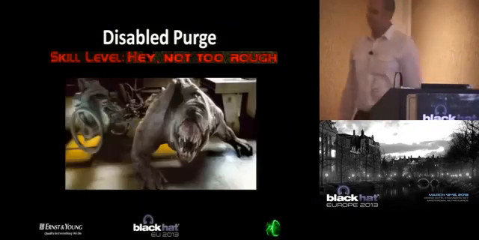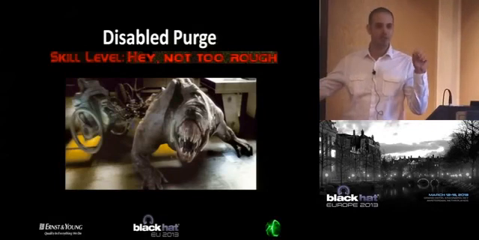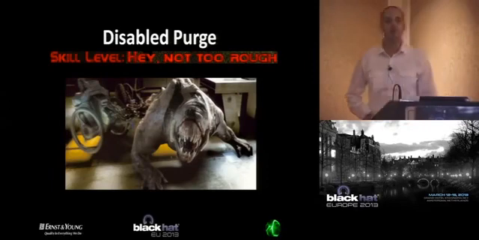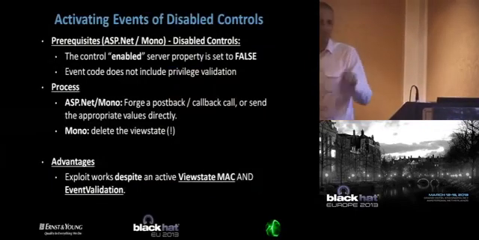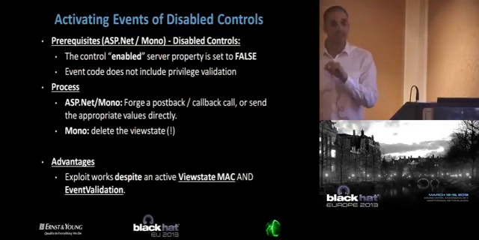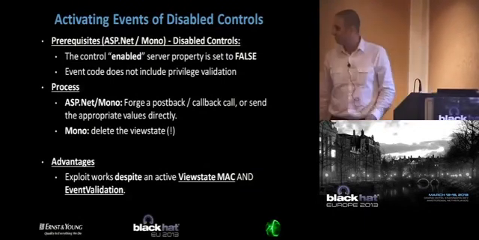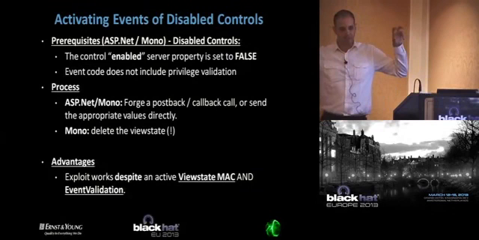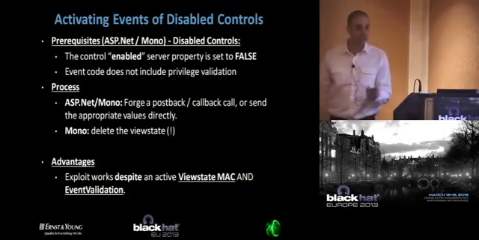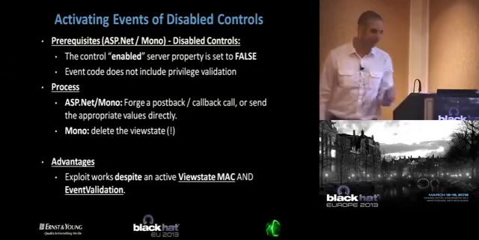So, when trying to defeat the disabled property, okay, we have to do something which is very similar to uncommenting controls. But this time we have to forge a doPostBack call in addition to that. Now, that attack works again regardless of the view state MAC and the event validation mechanism. That's because the disabled feature isn't really supposed to be a security feature. It works in ASP.NET cleanly, and it works in Mono if you delete the view state field completely, okay?